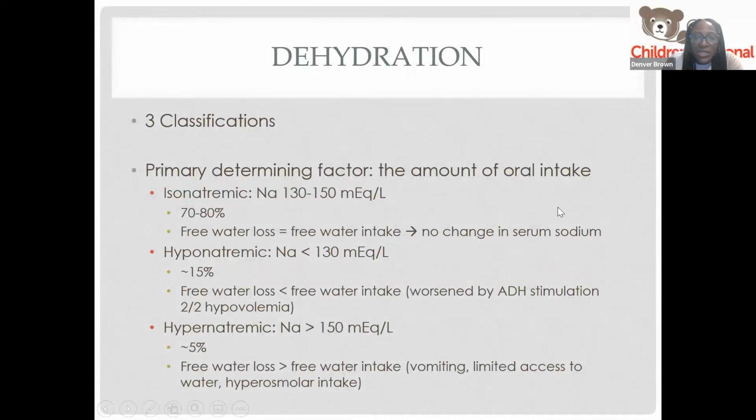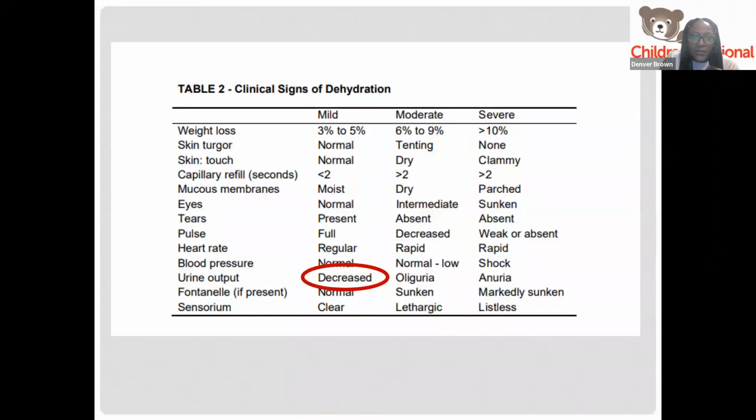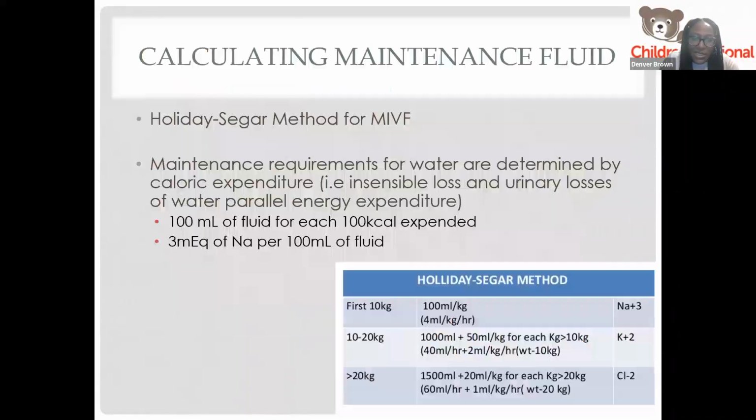So dehydration, in the interest of time, I'll really flow through this. Dehydration could be isonatremic, hyponatremic, or hypernatremic, but we know in this case we're dealing with hyponatremic dehydration. Clinical signs of dehydration, we think about things like what the skin turgor looks like. We think about pulse rate, blood pressure. It's important to know that even in mild forms of dehydration, urine output may be decreased.